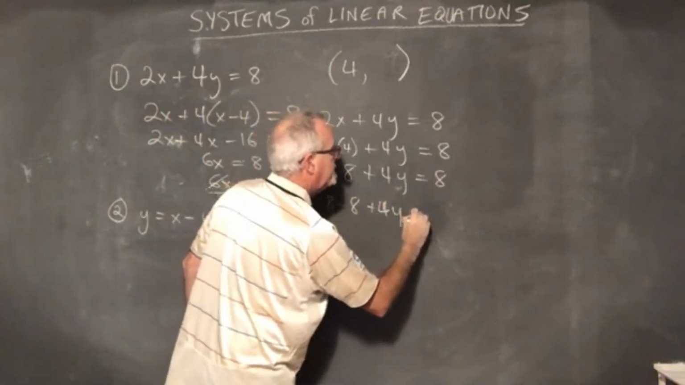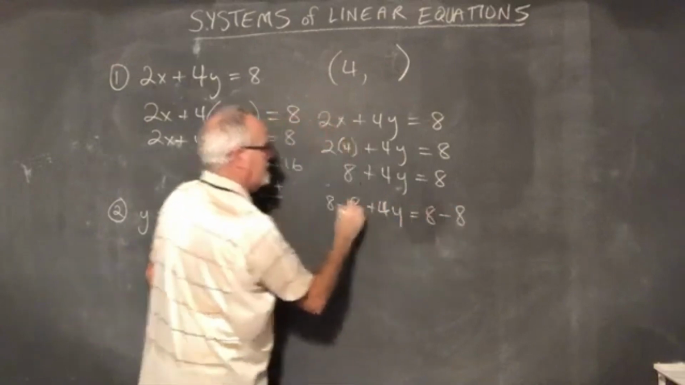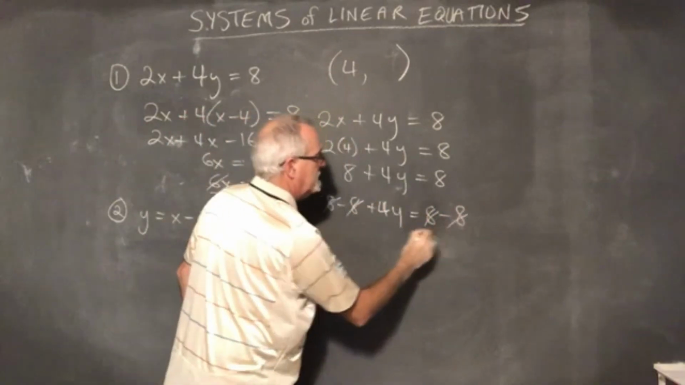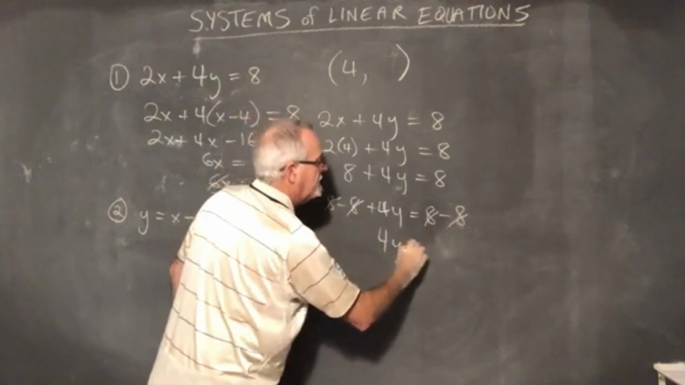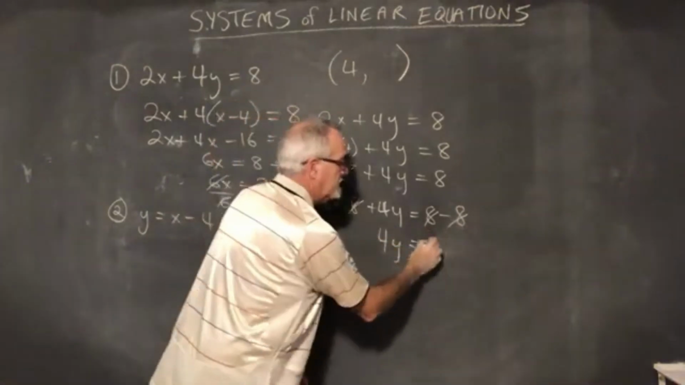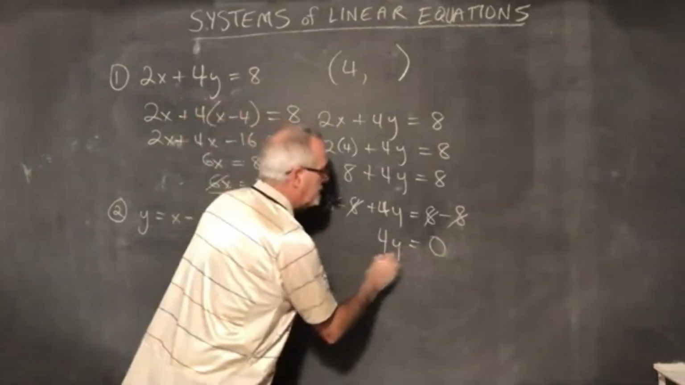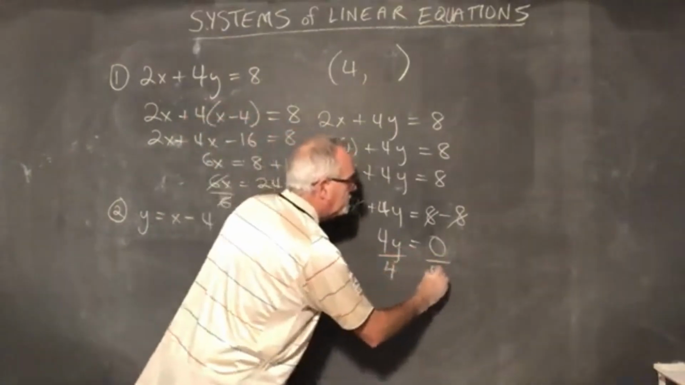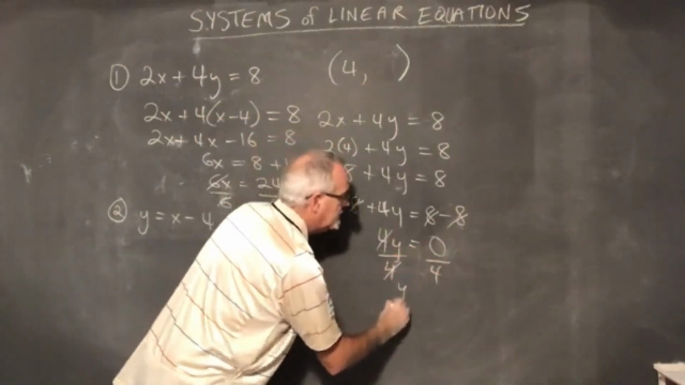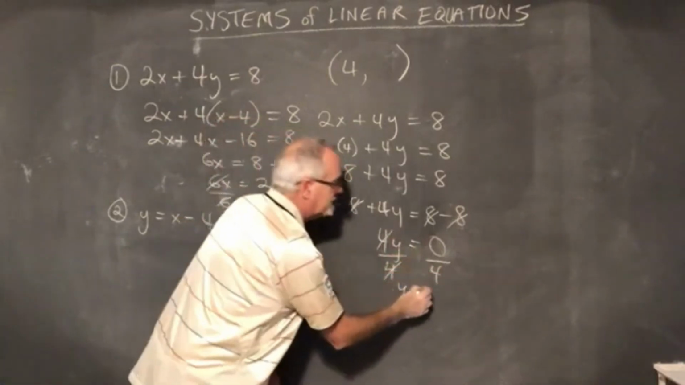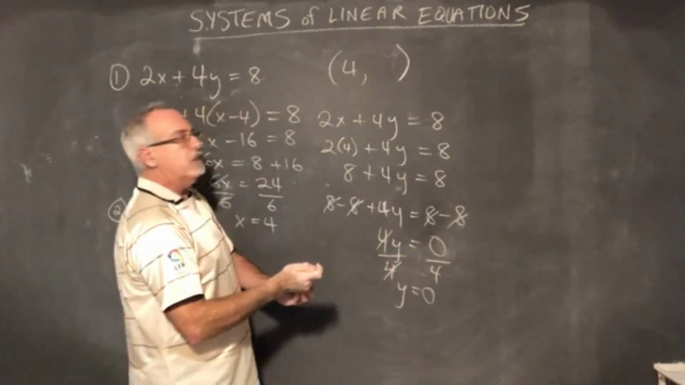Let's subtract an 8 from both sides. These cancel, but so do these. I have 4y over here. I don't have nothing over here. I have a 0 over on this side. I'm nearly finished. My y is not quite isolated yet. I'm going to finish my algebra by dividing both sides by 4. Cancel, cancel. Y is equal to 0 over 4, which is 0. And we kind of knew that was going to happen.